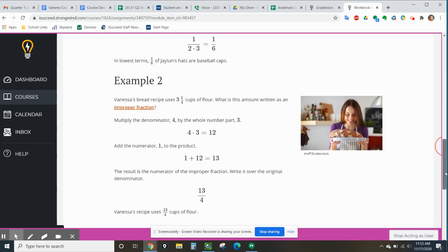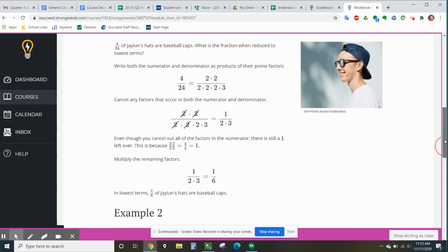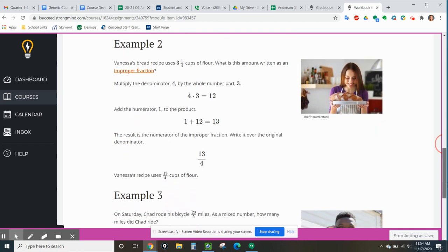So now I'm going to go to example 2. And if you had a piece of paper and you wanted to write these things down, that really helps so that you could actually do the process yourself instead of just reading. So example 2, Vanessa's bread recipe uses 3 1/4 cup of flour. What is the amount written as an improper fraction?